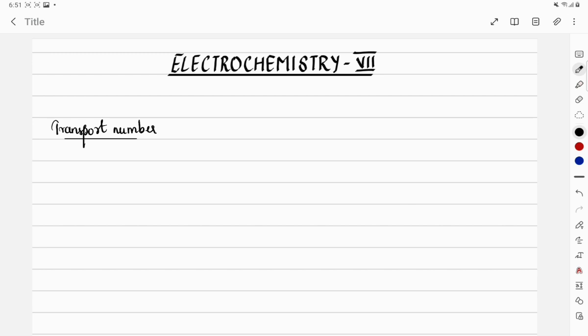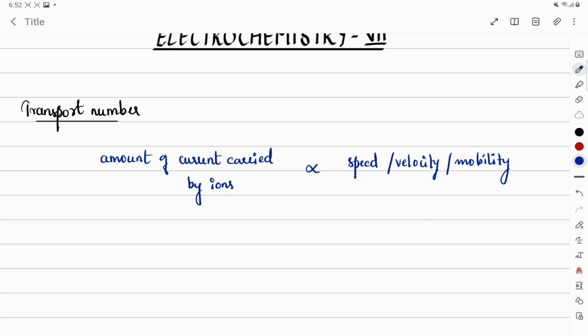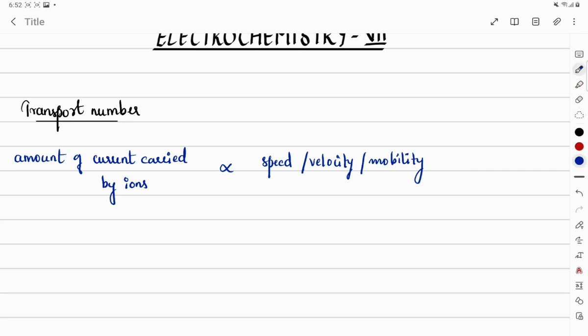The amount of current carried by them is proportional to their mobility or their velocity. So we find that the amount of current carried by ions, whether cation or anion, is directly proportional to their speed or velocity or mobility. And we know that when mobility increases, their conductivity also increases. So this is directly proportional to their conductivity also. During an electrolysis process, we are giving externally some sort of current which will be carried by the ions in the solution, and the amount of current carried is directly proportional to their mobility or their speed.